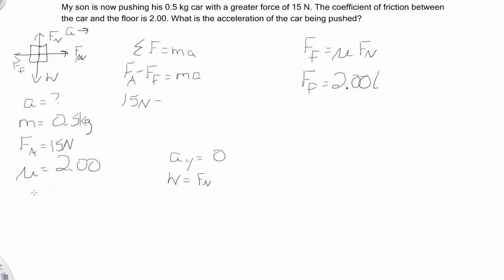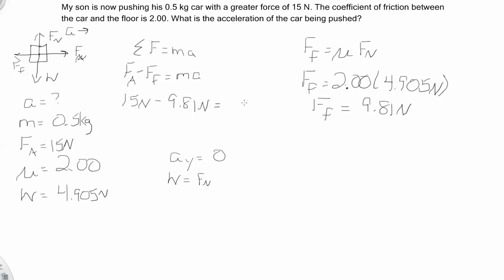The weight, which I solved for in the previous problem, was 4.905 newtons. So I can plug that in for the weight or the normal force since they're equal. So the normal force is my 4.905 newtons. To solve for the frictional force, just multiply those two numbers together, and I get 9.81 newtons. So there's my frictional force. I now just plug it into my original equation: 15 newtons minus 9.81 newtons is equal to the mass, which I solved to be 0.5 kilograms, times my unknown acceleration.